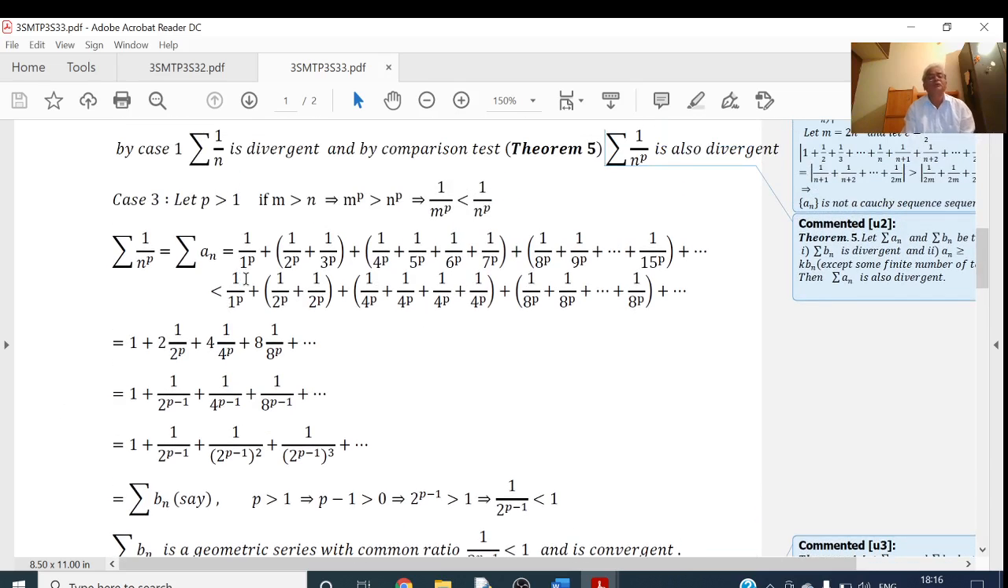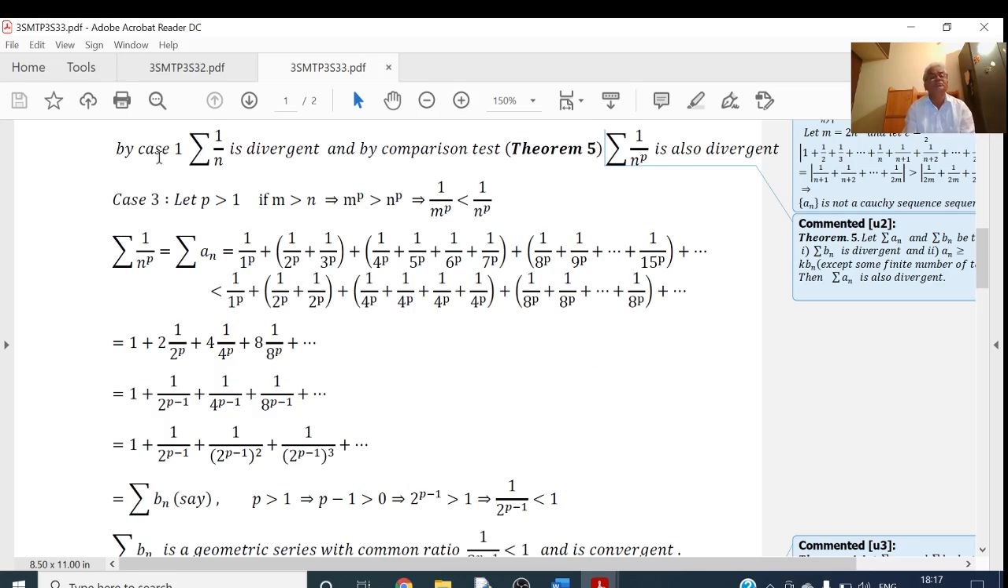And here we have an equal to 1 by 1 to the power of p plus 1 by 2 to the power of p plus 1 by 3 to the power of p. So that is, here the first term of an is less than or equal to first term of bn. Second term of an is less than or equal to second term of bn. Third term of an is less than or equal to third term of bn. That is, here we have an less than or equal to bn and sigma bn is convergent. Therefore, by comparison test, sigma an is also convergent.